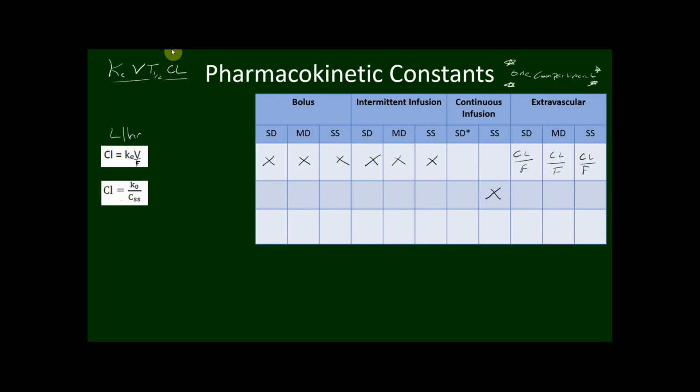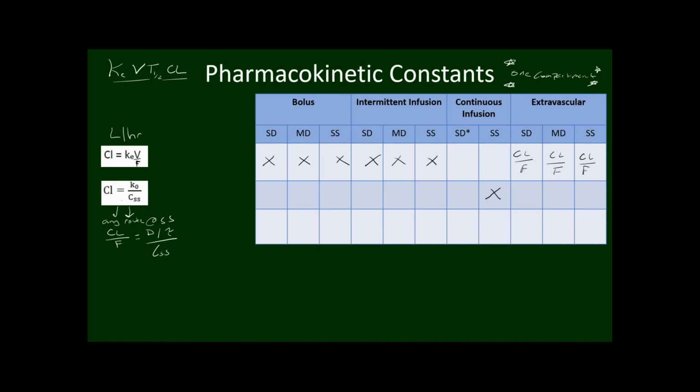Finally, this last one is a special type of situation. This equation's for any route at steady state. And it looks like dose over tau, so tau is the dosing time or dosing interval, over the concentration at steady state.